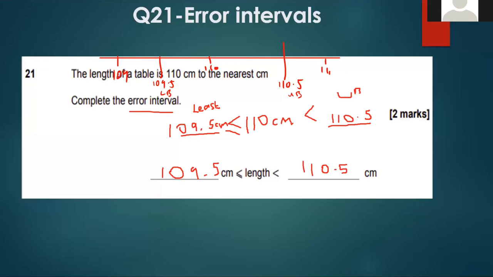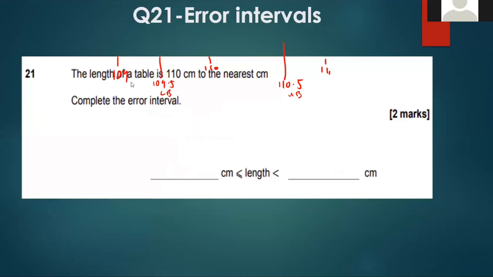So this topic is looking at knowing your rounding of numbers and rounding of decimals. Remember that when it's 5 or above, I round up, I bump up, and then when it's less than 5, I'm going to round down. Okay, so that is that question there, guys.